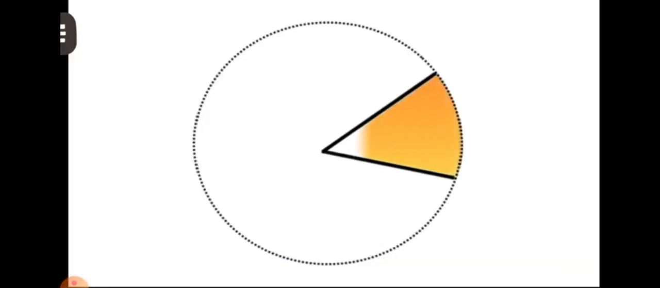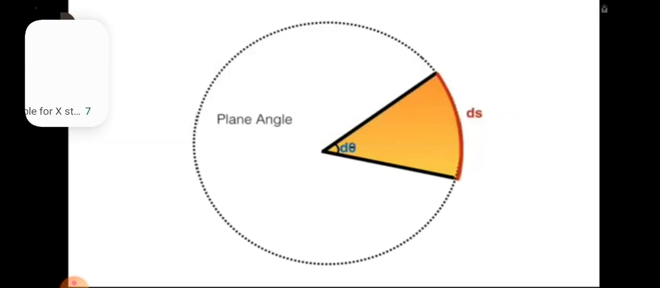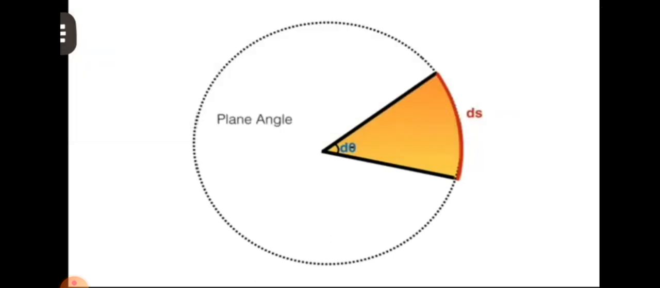Consider a part of a circle that subtends an arc ds, and the angle d theta is called the plane angle and it is measured in radian. The relation between d theta, ds and radius r is given by the expression d theta is equal to ds upon r. If ds is equal to 1 and r is equal to 1, then the arc length is equal to the radius, and the angle subtended is 1 radian. d theta is equal to 1 radian.